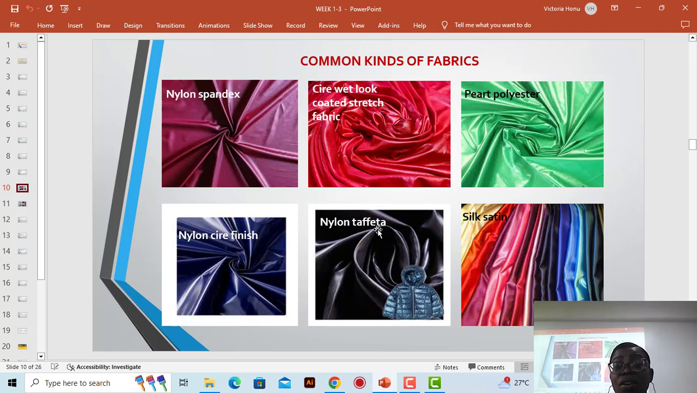So you see the nylon taffeta. Taffeta does not absorb water. It will just be floating on the water. So if you are washing it, cry, you are tormenting yourself. But we do something like washing anyway. And so you can see it's being used for jackets because even with rainfalls, it can help in making raincoats and other things.